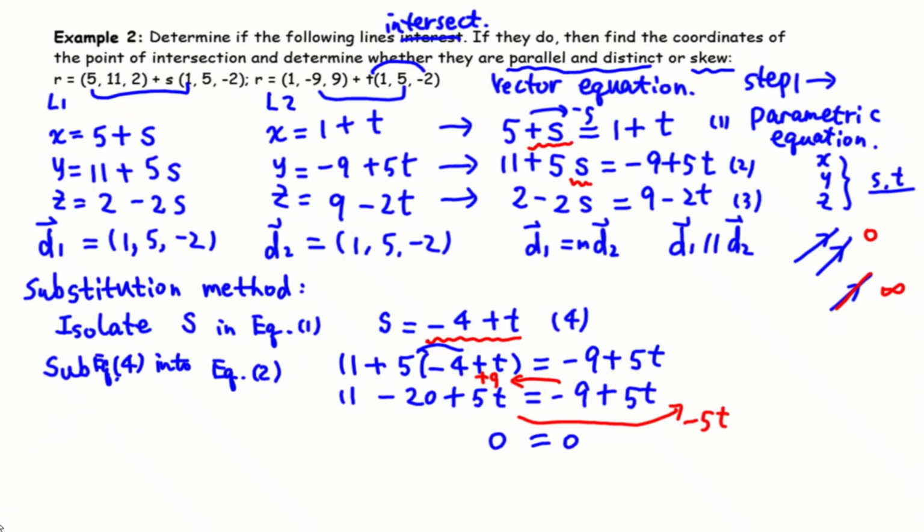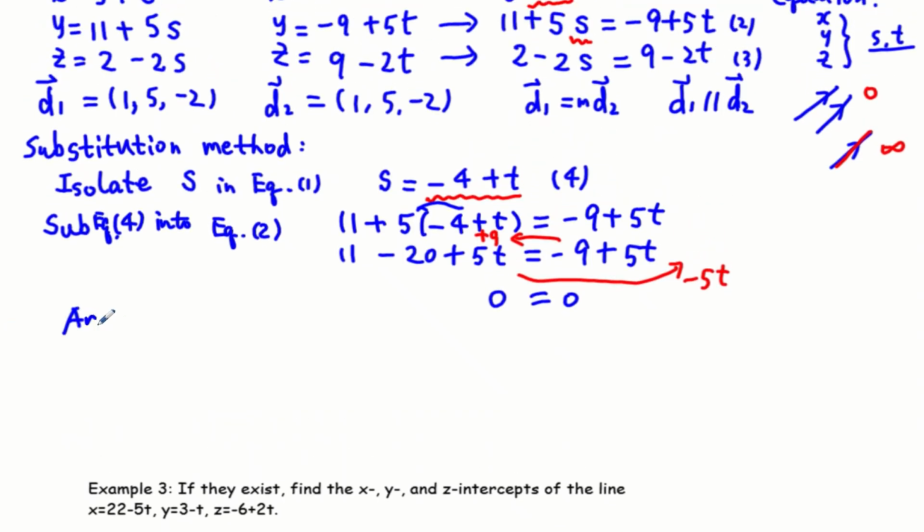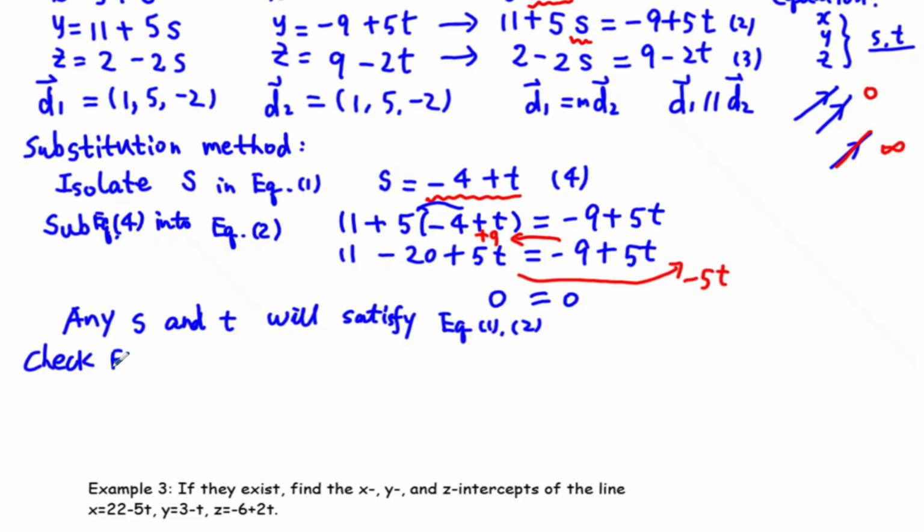Then we want to check. Okay, so any s and t will satisfy equation 1 and 2. So equation 1 and 2 is kind of you have same line, but we have to check equation 3 to see if s and t satisfy equation 3.